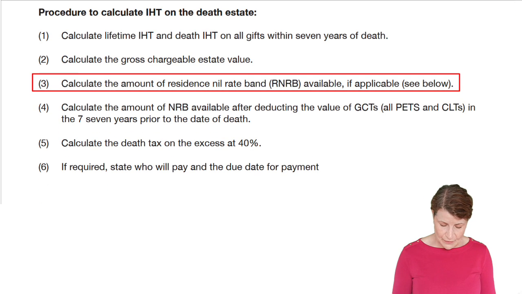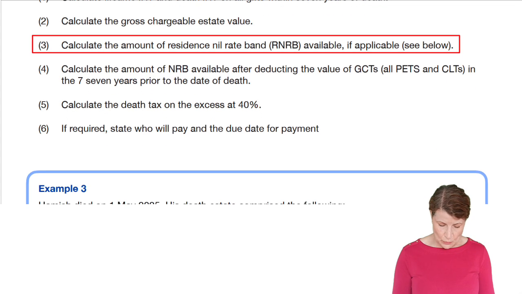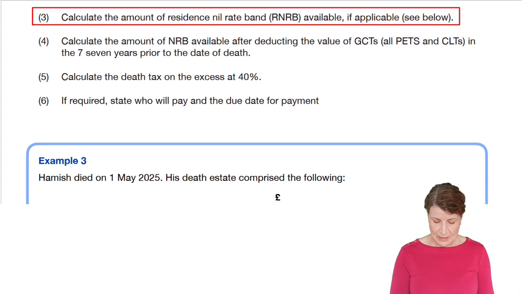Now, anything not covered by these nil rate bands, of course, because your nil rate band has been used up by your transfers in the previous 7 years. So anything that's left over after your residence nil rate band and the remainder of your nil rate band, 40% tax, like we saw with D.